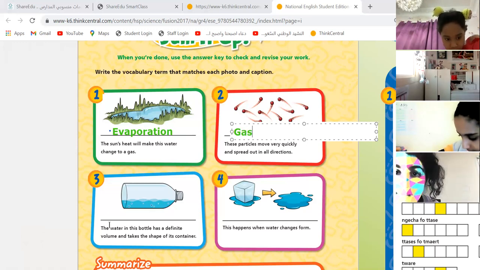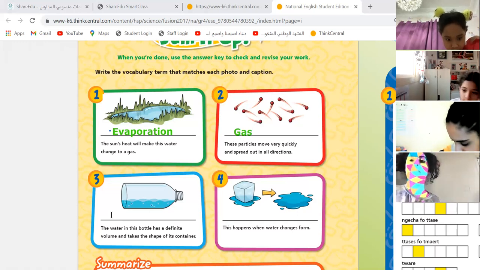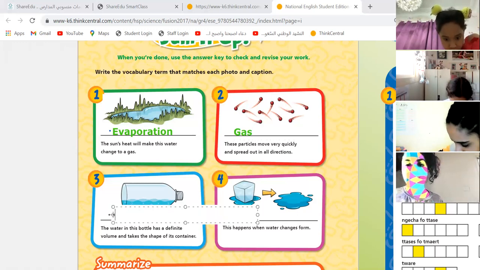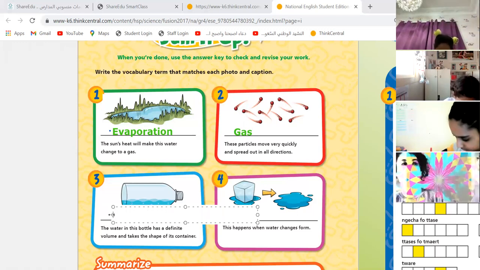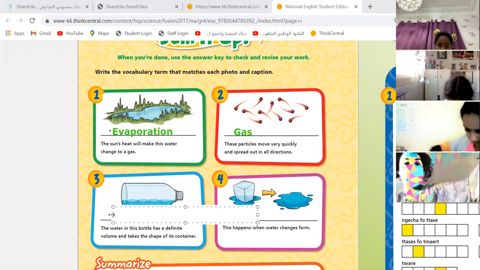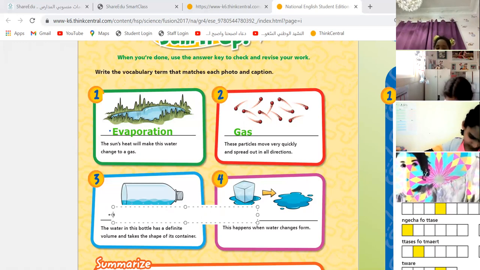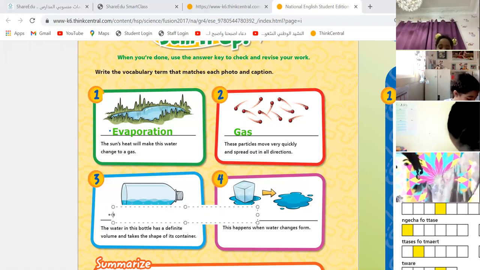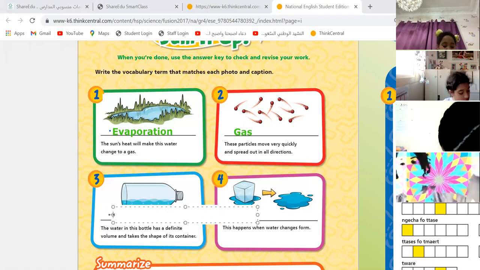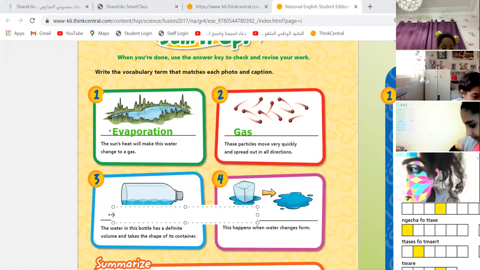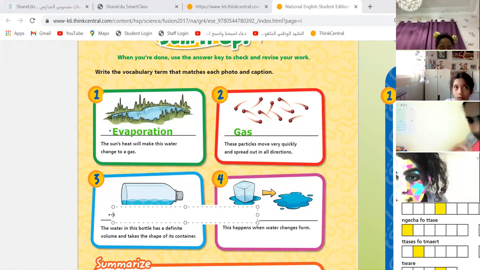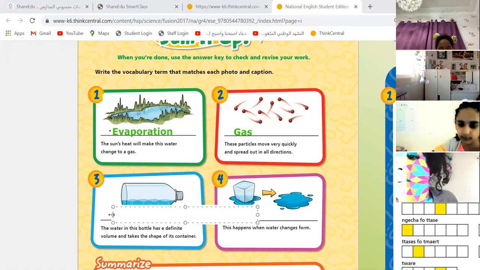What about number 3? Rital, can you hear me? Okay, the water in this bottle has a definite volume and it takes the shape of its container. Liquid. Excellent. It is liquid.